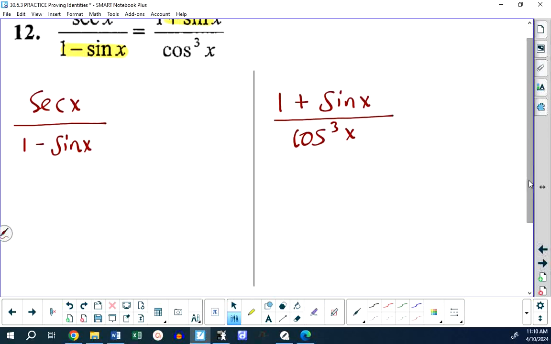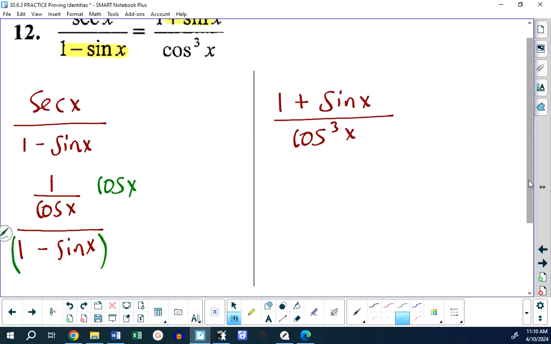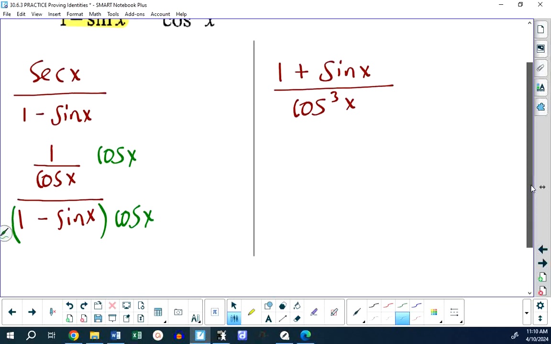I am going to write this as 1 over cosine of x over 1 minus sine of x. And I'm going to multiply the top and the bottom by cosine of x. Why am I doing this? Because I want to clear this mini denominator of cosine of x that's on the top. James, you had asked about this, right? Okay. So what we get is the following.